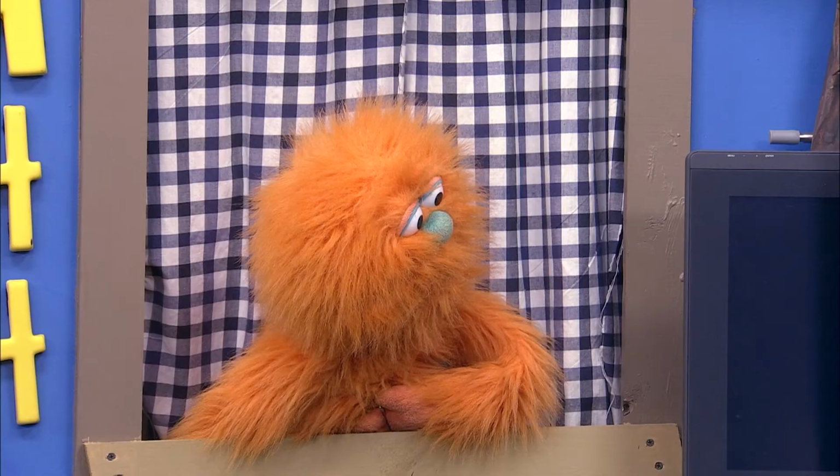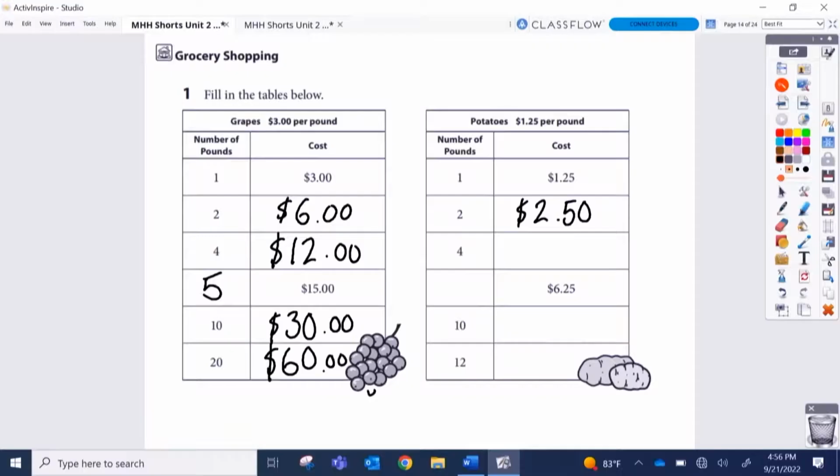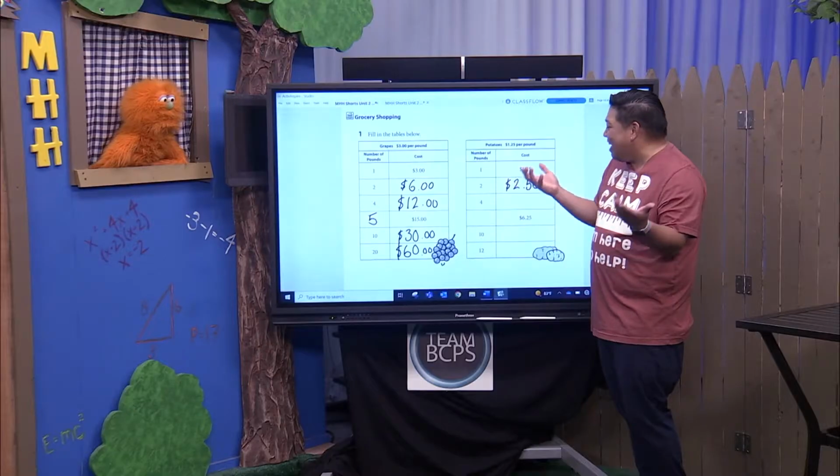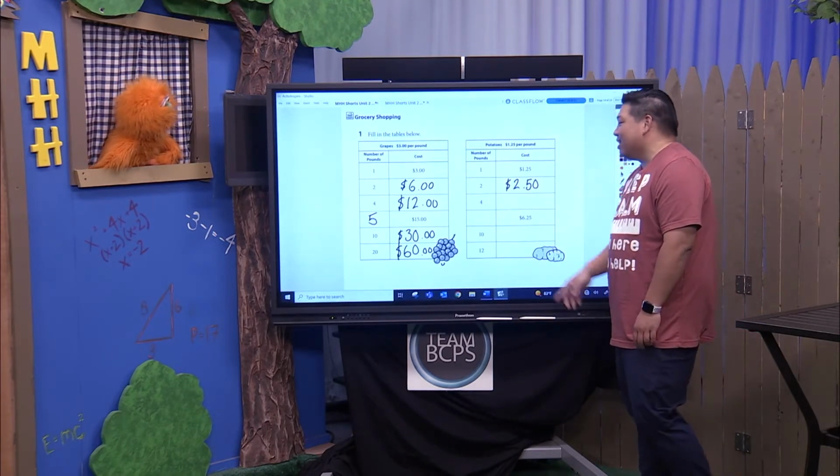All right, so same thing here. We're doubling from 2 pounds to 4 pounds. So we're skipping over 3, but we like doubling here on Math Homework Helpers. So double the fun. Double the fun, double the potatoes. There it is. So we have 2 to 4. How much is $2.50 doubled?